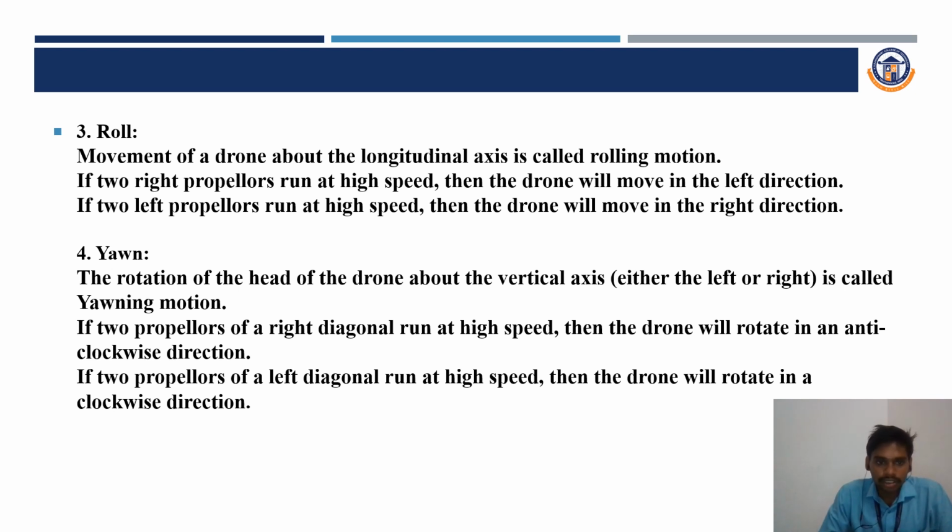Yaw. This is the last quadcopter dynamic. The rotation of the head of the drone about the vertical axis, either left or right, is called yawing motion. If the two propellers of the right diagonal run at high speed, then the drone will rotate in the anti-clockwise direction. If the two propellers of the left diagonal run at high speed, the drone will rotate in the clockwise direction. The yaw motion is used for drone racing.